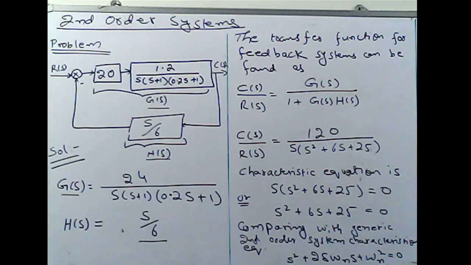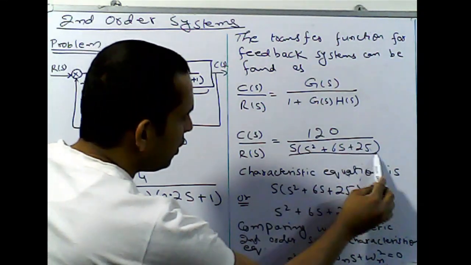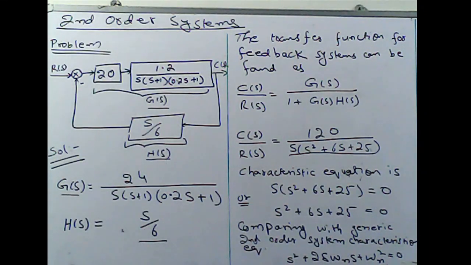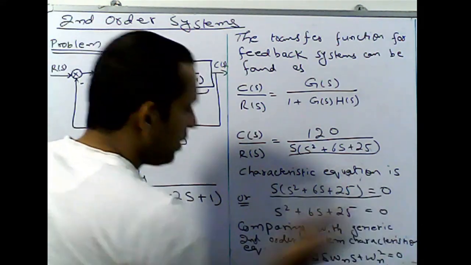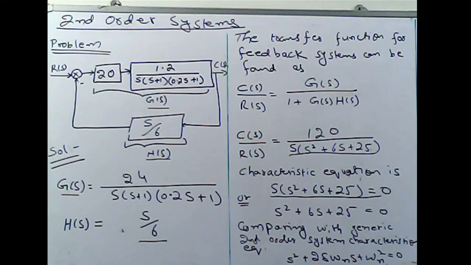The next thing is to find zeta and omega n. Now here you have to do some little bit more work. First of all, you can identify the characteristic equation. We have discussed this lots of time when solving block diagrams, that this is your characteristic equation, and if you want to find out the poles of a system, you need to put your characteristic equation to 0.